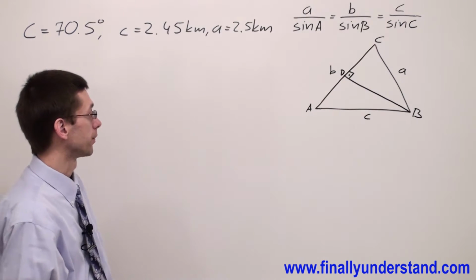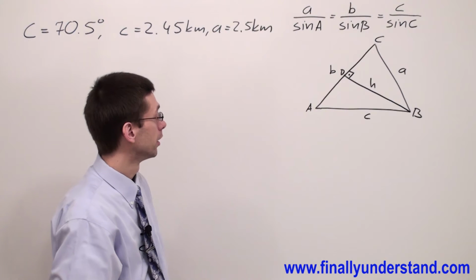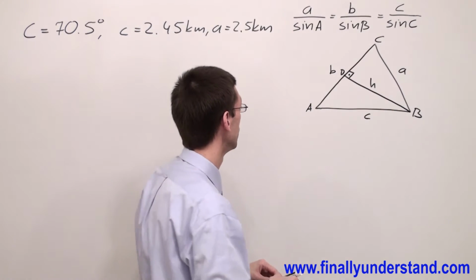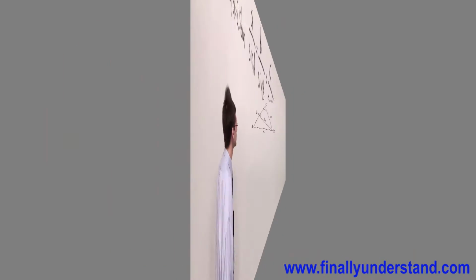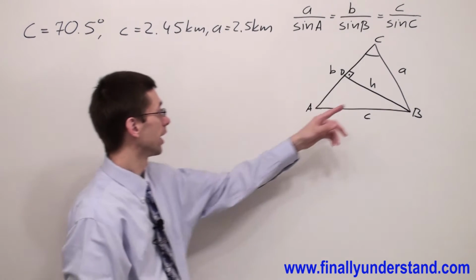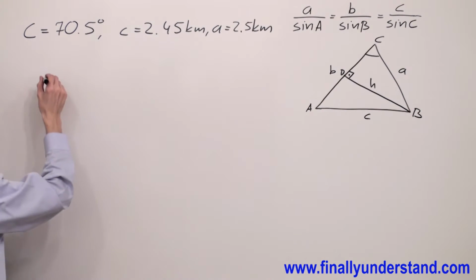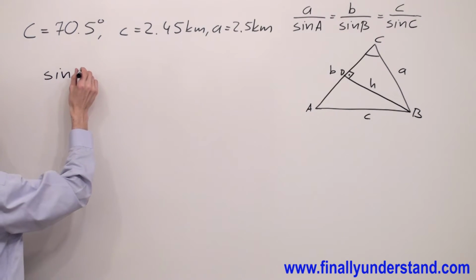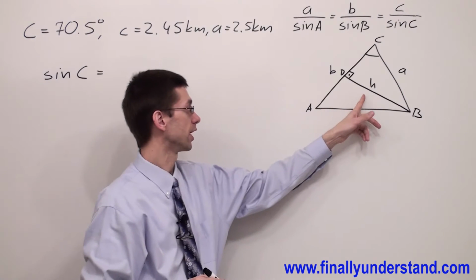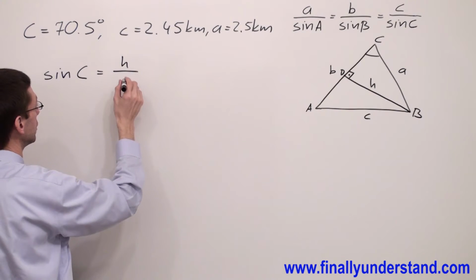What am I supposed to do next? I'm supposed to find the length of my altitude. So in order to find the length of H, I'm supposed to use the sine of angle C, because angle C is given, side A is given, and I can find the length of H. So I have sine of angle C is equal to the opposite side, in this case, the opposite side to angle C is my H. So I have H over side A.